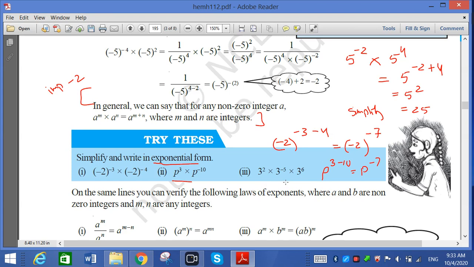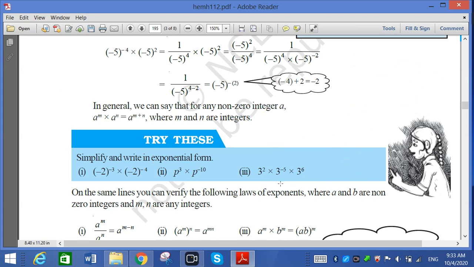Now this is the third try. You have to write this in your rough book. Again, 3 to the power 2 multiplied by 3 to the power minus 5 multiplied by 3 to the power 6. So 2 plus 6 is 8, minus 5. So simplify: 3 to the power 8 minus 5 is equal to 3 to the power 3. You have to write this in your rough book.